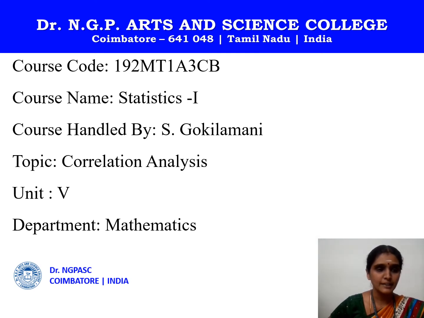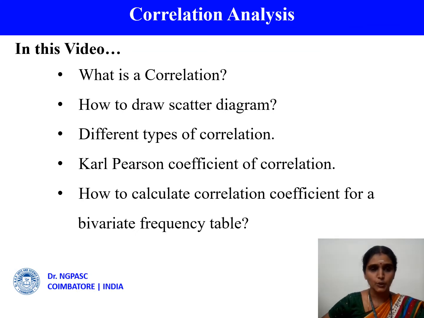Correlation is an important technique in statistics to investigate how quantitative variables are related. The application of correlation is very wide and diverse in different fields such as natural science, economics, psychology, and of course in research of all kinds. In this video, we are going to see what a correlation is, how to draw a scatter diagram, different types of correlation, Pearson's coefficient of correlation, and how to calculate the correlation coefficient for a bivariate frequency table.